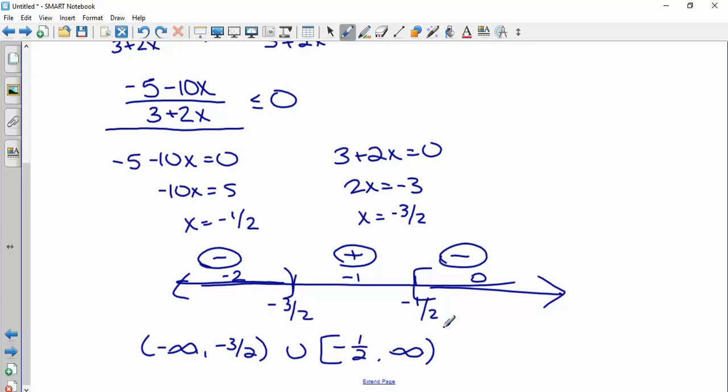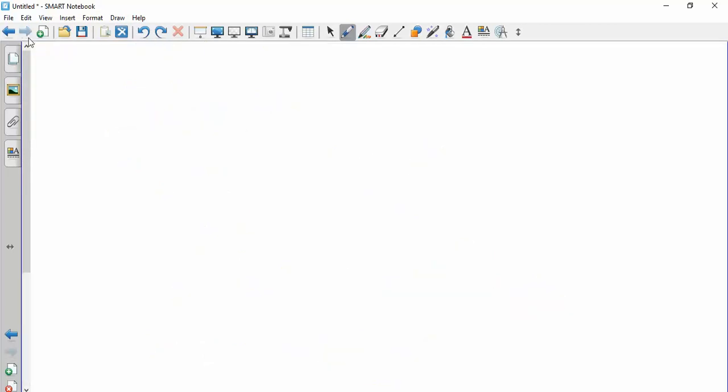Is that one okay? Let's look at L. So we have 5 over x plus 5 less than 3 over x plus 2. Okay, we have to get 0 on one side.